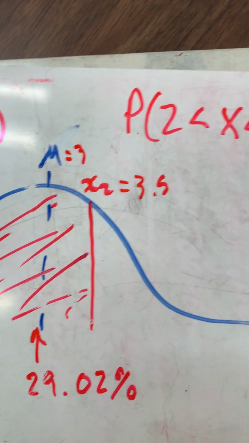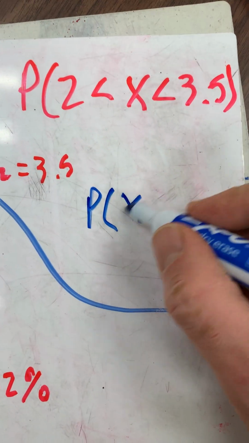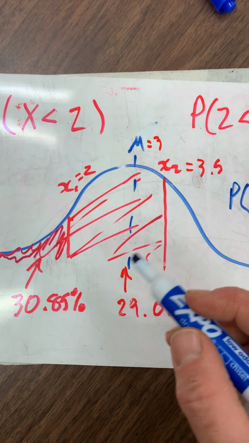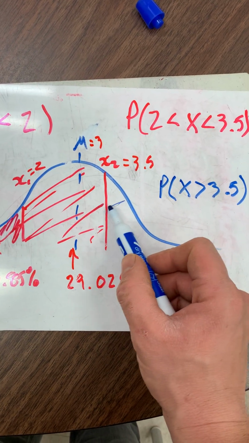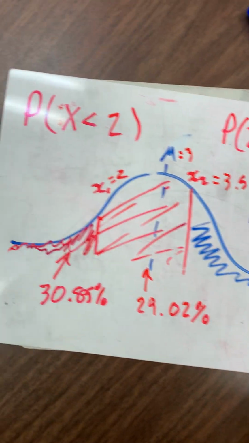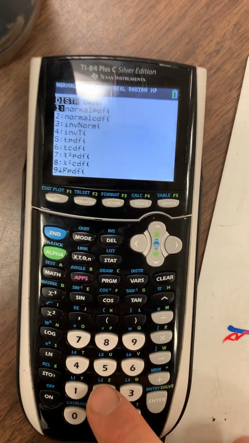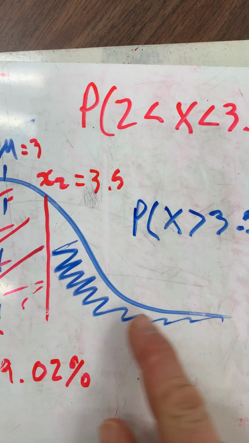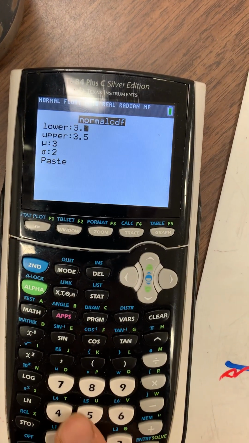Now, there's one more type of inequality I could have. I could have the probability that x is greater than, and I'm going to stick with 3.5 here. And so going back to my diagram, if I want the probability that x is greater than 3.5, I need the area underneath this portion of the curve, because it's everything from 3.5 and up. So I'll go back to second function, distribution, normal CDF. And now my lower is the left-hand part of this area, which is 3.5. So set my lower to 3.5.